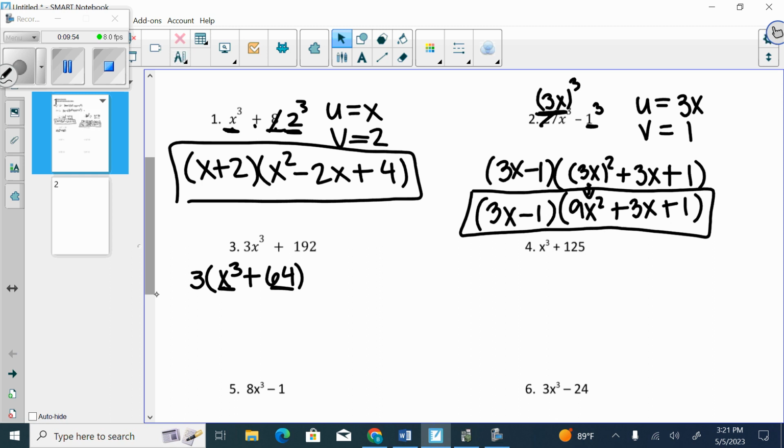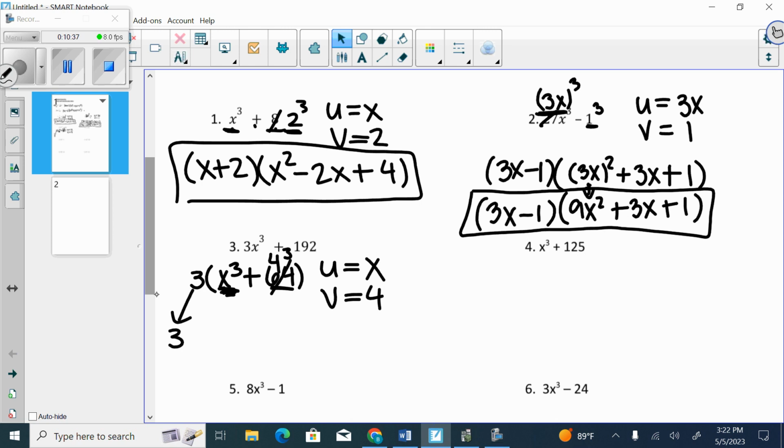Okay, Kevin, did you take out the GCF like we did, or did you stop looking up here? Take out the 3. All right, so how would I fix the 64? What could I rewrite it as? 4. So I'm going to mark that out and turn it into a 4 cubed. All right, so remember, u is the first piece. What's my first piece right here? X, and then what's my v? 4.